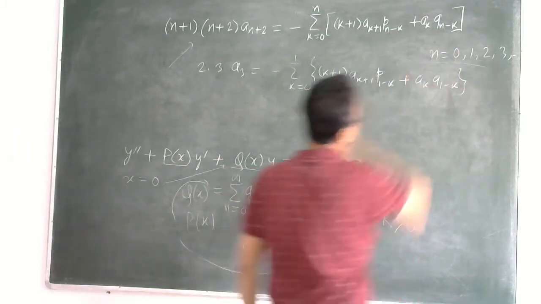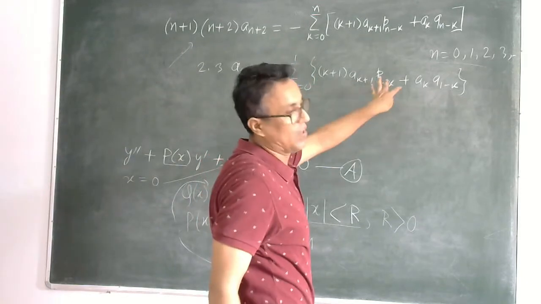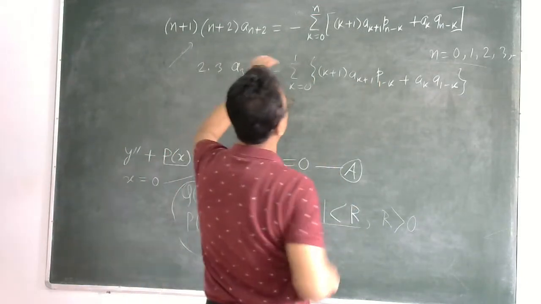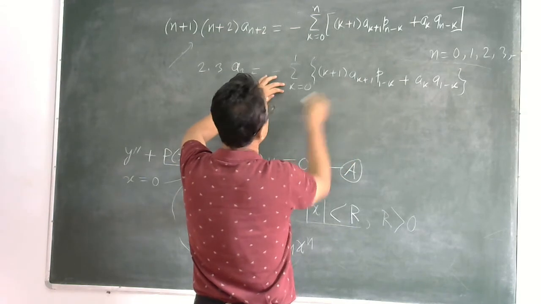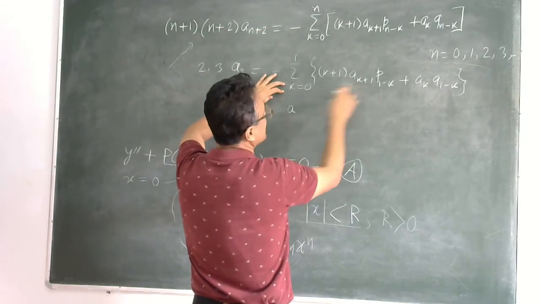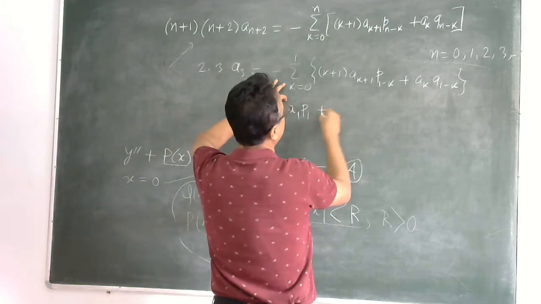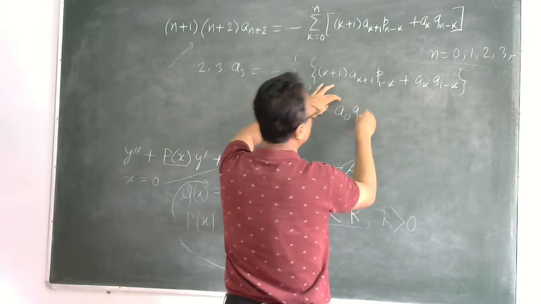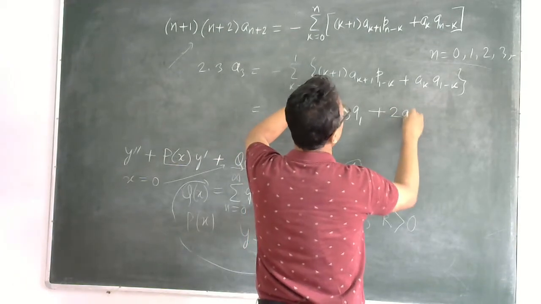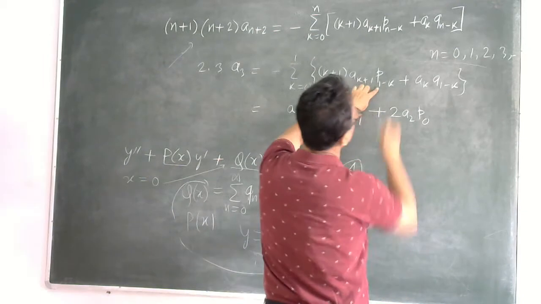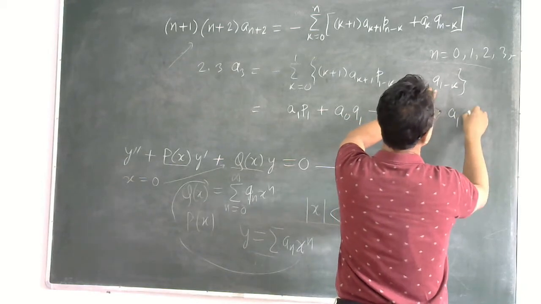If you have difficulty in visualizing this or working it out without breaking it, just simply write it down once again, okay? So then what is going to happen when k equal to 0? If I substitute k equal to 0 here, this is going to give me a1 p1, because k equal to 0, then a0 q1. And once you plug in k equal to 1 here, this is going to give you 2a2 p0, because 1 minus 1 is 0, plus a1, since k equal to 1, q0.